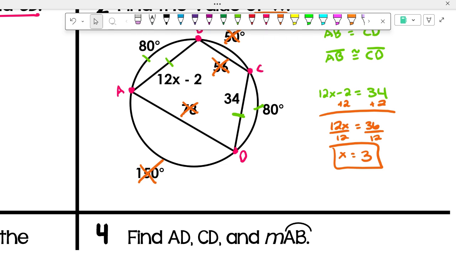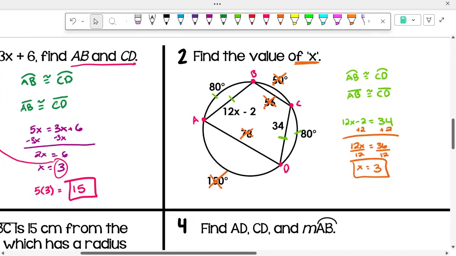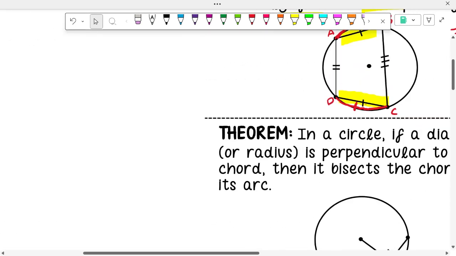Any questions on 1 or 2? Nope. Okay, we can move on to the next one. You guys good? Can I move on? All right. Okay, let's look at the next theorem.